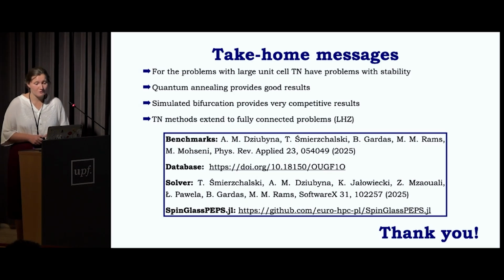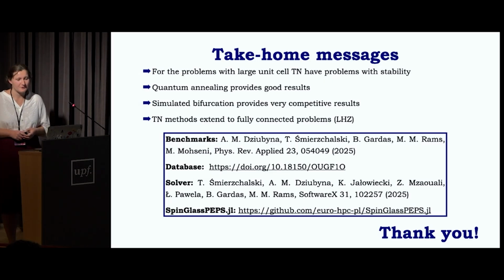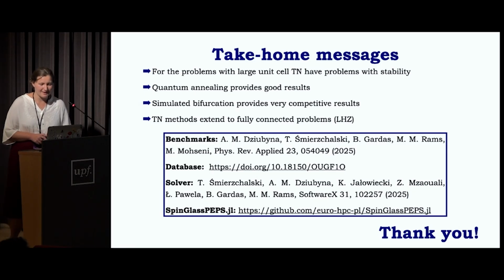So I'd like to conclude by saying that contraction stability is the biggest issue of the tensor network approach. But we also observe that the hardness of contraction grows with the lattice connectivity. Quantum annealers are really good solvers, but simulated bifurcation provides very competitive results and deserves more attention in these cases. And tensor networks can be extended to fully connected problems like LHZ.